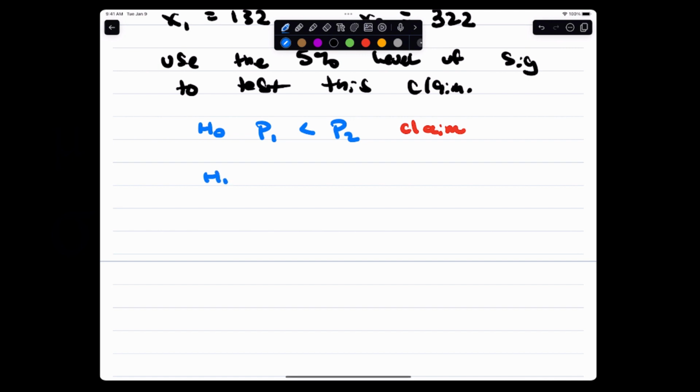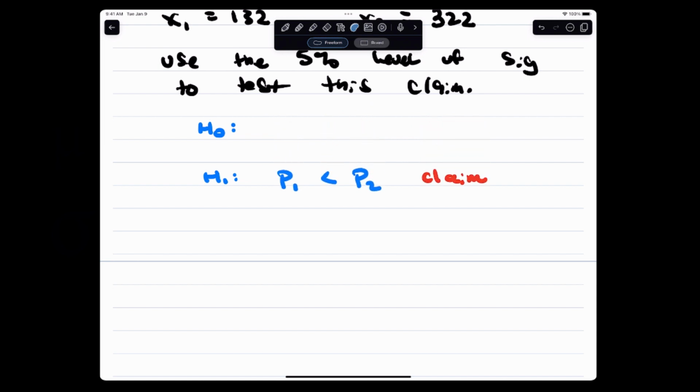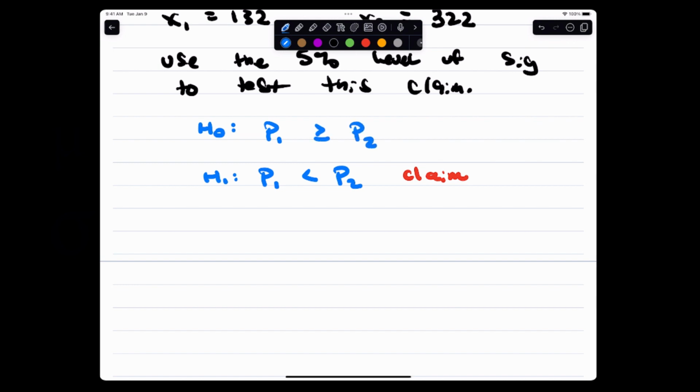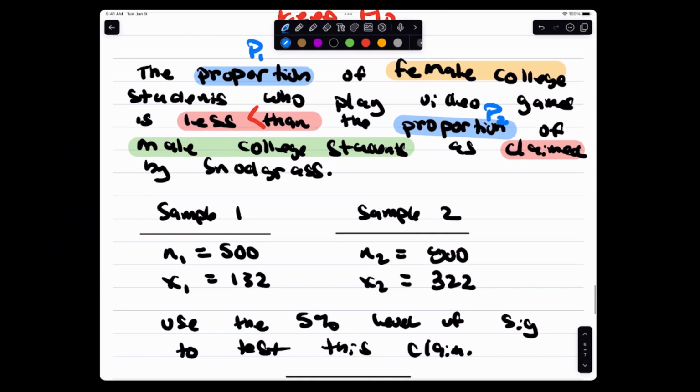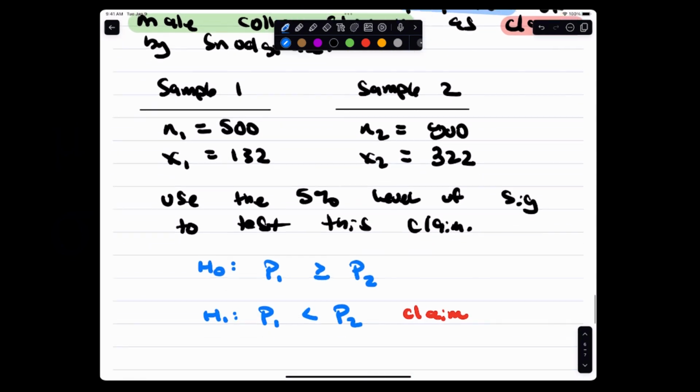Now, where do you place this hypothesis? Is that a null or an alternate? Where does it go? Good, because it does not have a condition of equality. So what's the logical opposite? P1 is greater than or equal to P2. Anybody have any questions on that? Okay, you okay with this? Easy peasy?